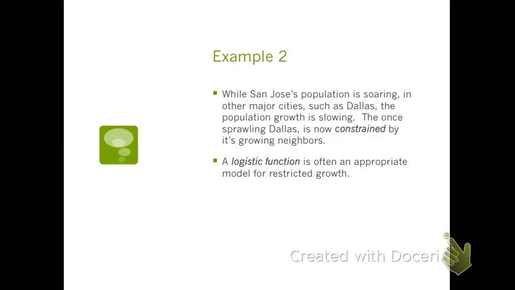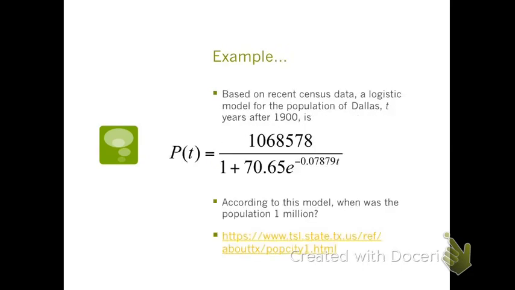So logistic functions also happen in places that aren't islands filled with bunnies. We've talked about San Jose's population. We could also talk about Dallas, the fact that there are other geographical concerns that prevent Dallas from continuing to grow. So we could use a logistic function to model its growth. And so we get, based on some census data, a logistic function that looks real hairy, so it's not something I would expect you to produce. But let's take a look at the graph of this.